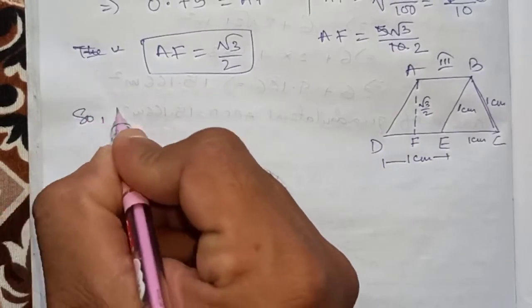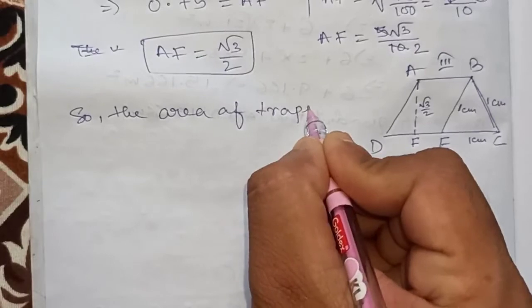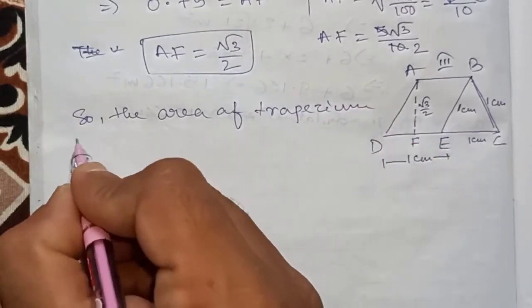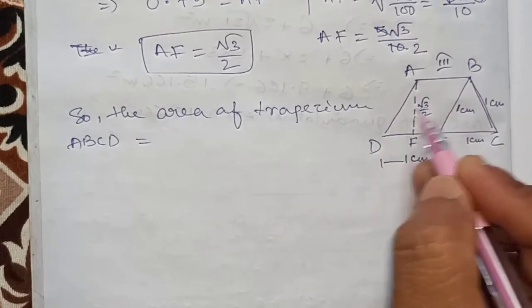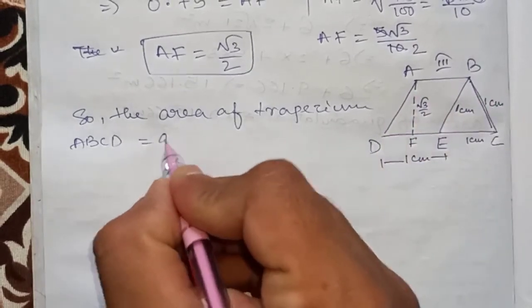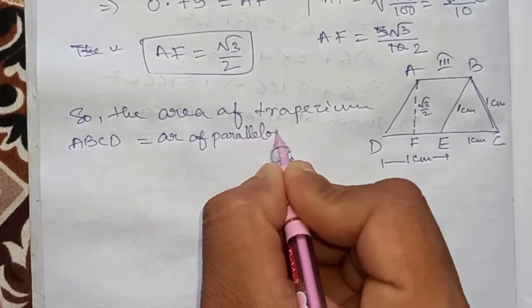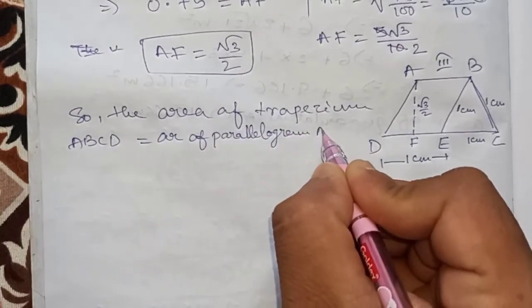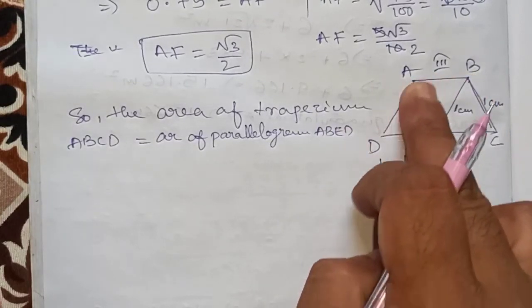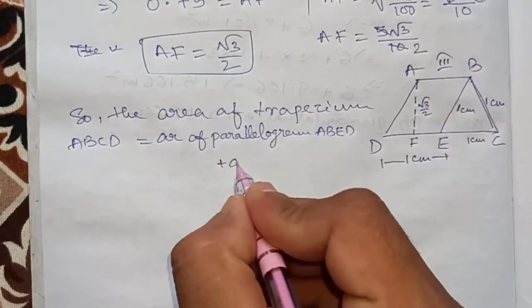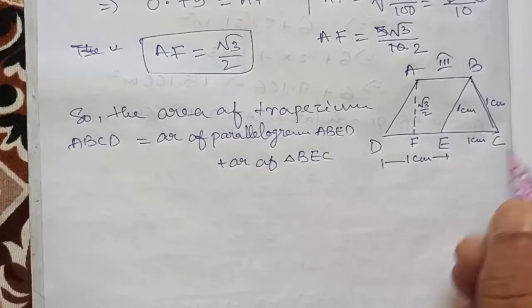So the area of trapezium ABCD is equal to, there are two different figures in the trapezium, the area of parallelogram ABED, this figure, plus the area of triangle BEC.